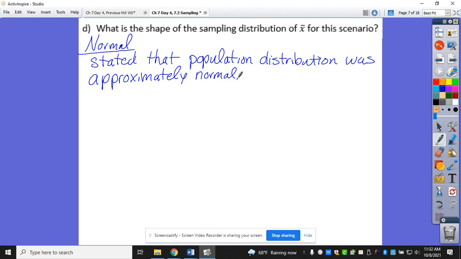So if it says that, that means I'm also going to follow. So this one is obviously the easiest method when we have to check our normal condition. Will it always be population distribution? Yes.